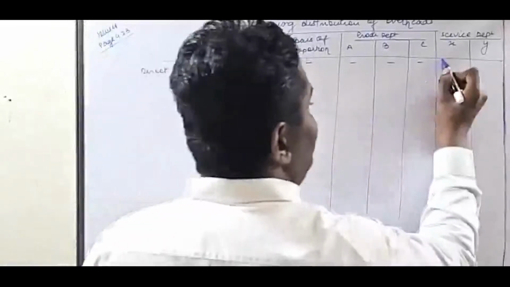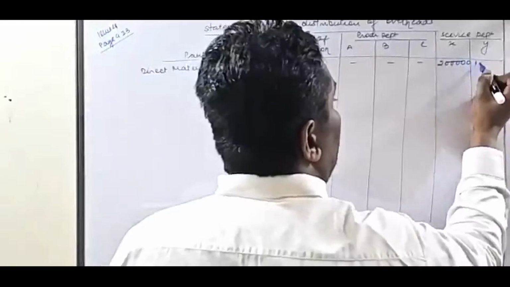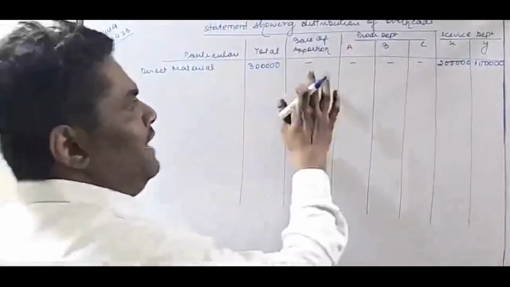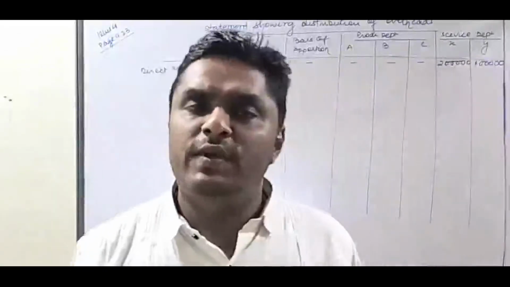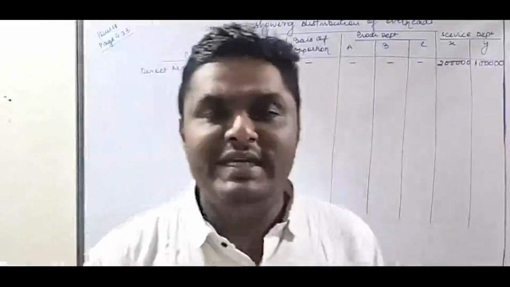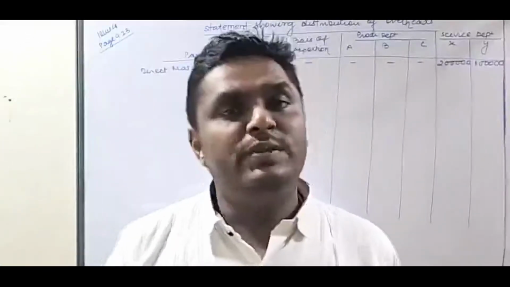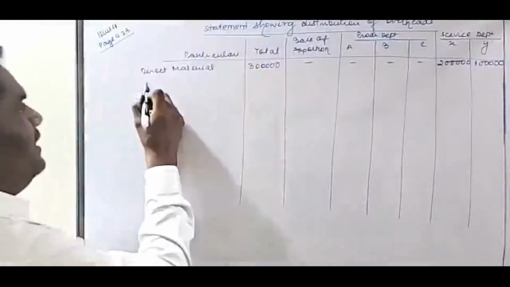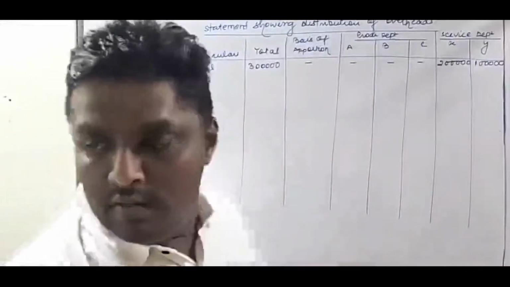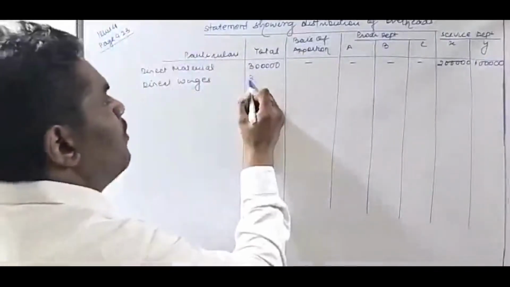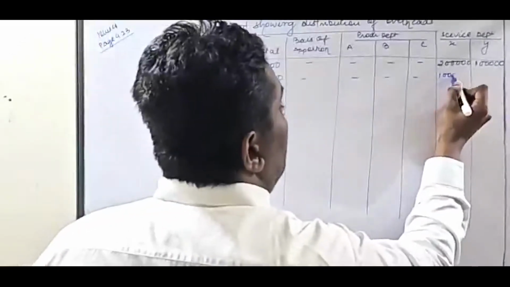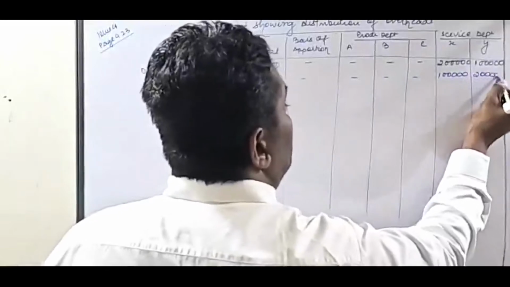So as of now, just writing 2 lakh and 1 lakh. Total 3 lakh. Again, I am ignoring the direct material and direct wages of the production department. Why? I'll be discussing in the next question. The reason behind discussing this question is the distribution of overheads. Further, direct wages is again 3 lakh. One lakh and 2 lakh.